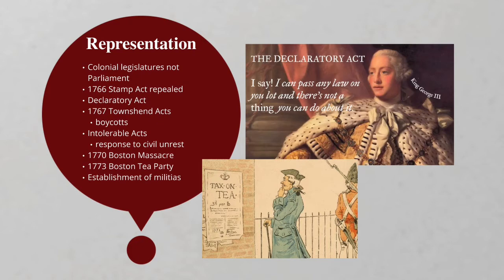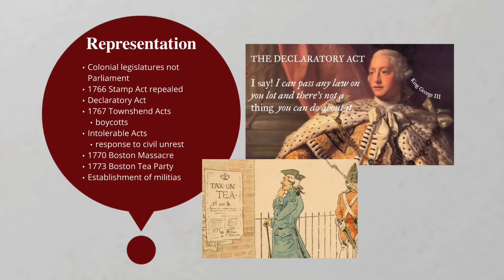Now, this Declaratory Act was pretty much symbolic, and it said that King George could, quote, bind the colonies and people of America in all cases whatsoever. So he's basically saying, yeah, okay, the Stamp Act is a little harsh, a little expensive. However, I'm just letting you know that I can still do whatever I want. Obviously, this is not going to sit well with the colonists. And then in 1767, Parliament passed the Townshend Acts, and that is a set of customs duties on British glass, lead, paints, paper, and tea.